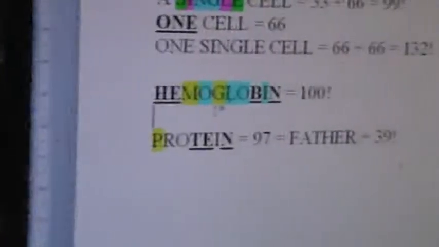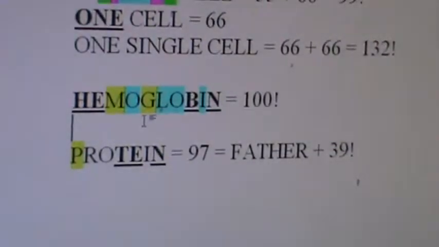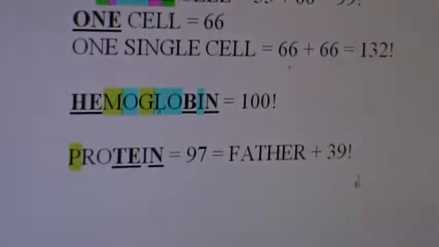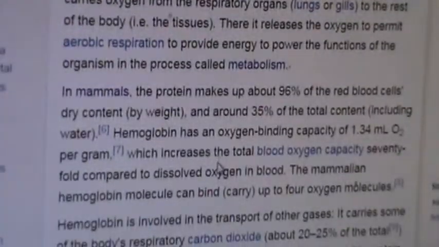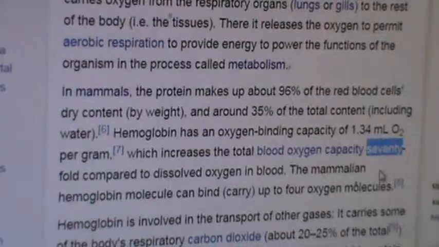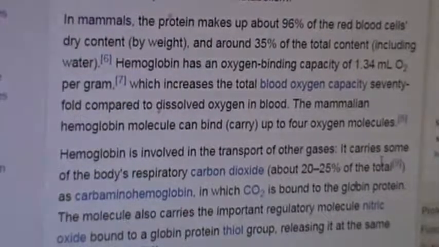I solved protein before, but this is the first time I'm solving hemoglobin, which is arguably one of the most important proteins there is. In mammals, the protein makes up about 96% of the red blood cells' dry content by weight. And then, of course, water is the rest. And around 35% of the total content. Hemoglobin has an oxygen binding capacity which increases the total blood oxygen capacity 70-fold compared to dissolved oxygen in blood. Wow. 1 million hemoglobin molecules can carry up to 4 oxygen molecules.